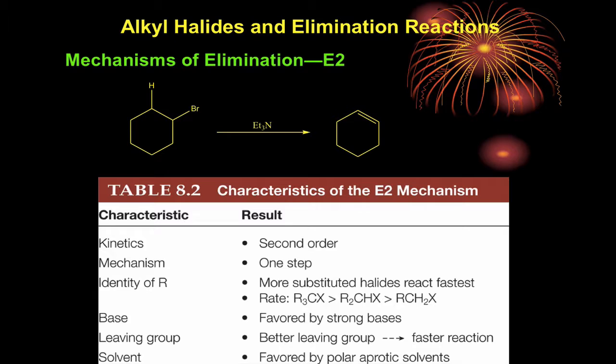The mechanism is one step. We know that the identity of the R group matters. We know that the tertiary alkyl halides react much faster than secondary, much faster than primary. We know that the base is important. It's favored by strong bases. Okay? We know that the leaving group matters. The better the leaving group, the faster the reaction. And we know that it's going to be favored by polar aprotic solvents. This is how we know that it's going to likely be an E2 reaction versus an SN2 reaction.